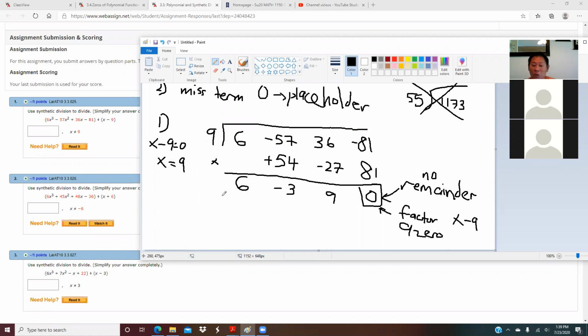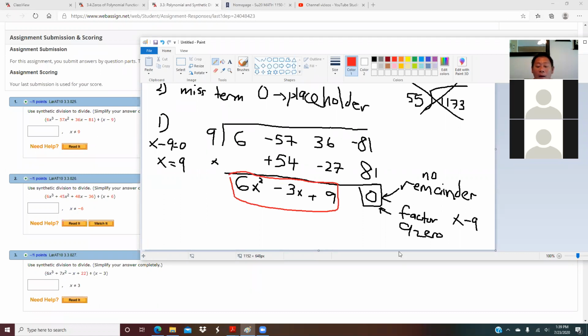So usually you look at what power you start with. You start at power 3, so this one will be power 2. It's like a standard form. Then this will be power 1, and this will be a constant. So your answer for question 1 in this case will be 6x squared minus 3x plus 9. So this is your answer.